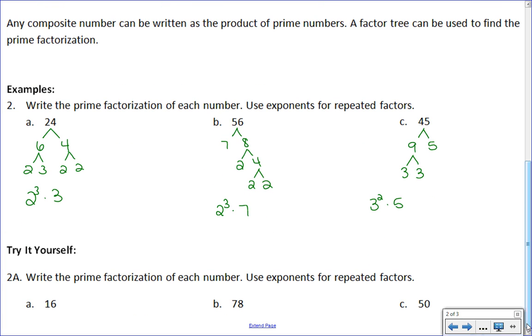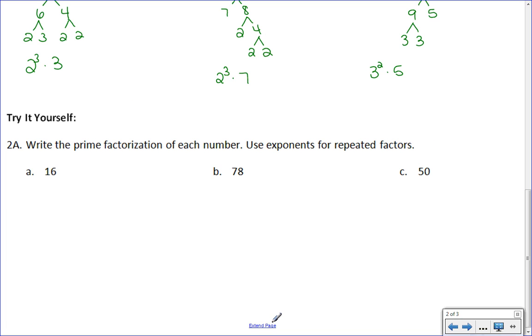Okay, so there's 3 for you to try on your own. You're going to use a factor tree to write the prime factorization of each number. So pause the video, create your factor trees, and when you're ready to check your answers, press play. Okay, 16 factors down to 2 to the 4th. 78 is 2 times 3 times 13. And 50 is 2 times 5 squared.